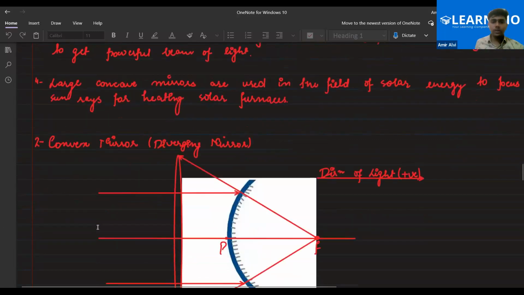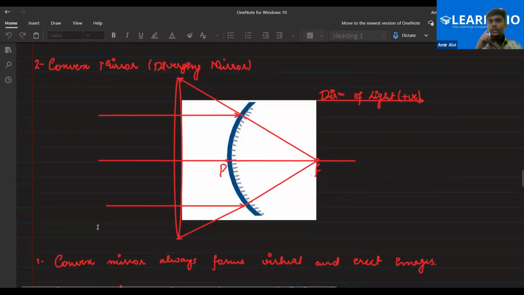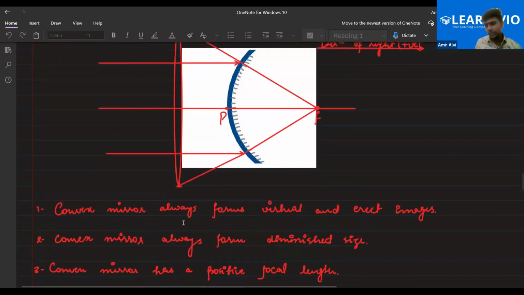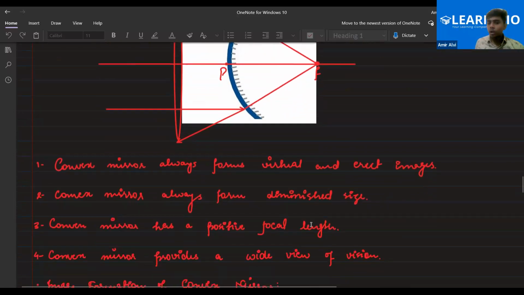Now, let's understand the convex mirror. A convex mirror is a mirror that is used to diverge rays. It means it spreads out the rays over a very large area. Let's understand the properties of the convex mirror. A convex mirror always forms virtual and erect images. A convex mirror always forms diminished images. It means that whenever a convex mirror forms an image, it will be diminished at any cost, irrespective of the place of the object.